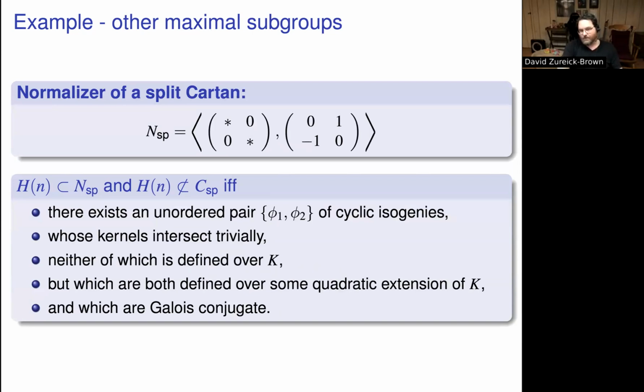The other maximal subgroups sometimes have a nice description. So here's a normalizer of a split Cartan. On the left, that's the split torus. On the right, you normalize it. This is maximal. Technically, you can fit a moduli interpretation onto this. You can say if the image is contained in this group, but not contained in the Cartan, then you have an unordered pair of cyclic isogenies whose kernels intersect trivially. Neither is exactly K-rational because of the second element, but they're quadratic conjugate. Not as clean as torsion, but it's there.